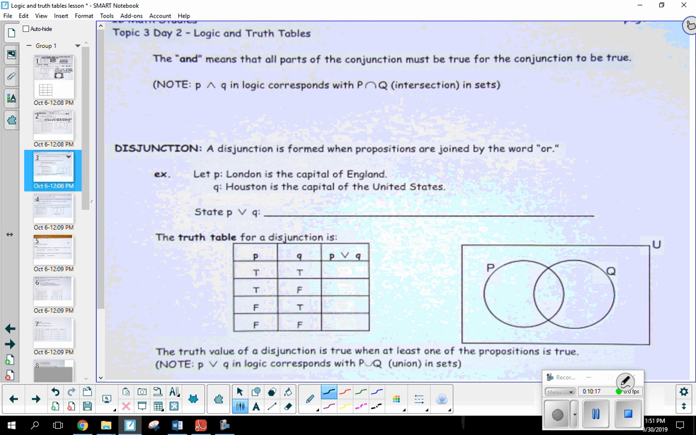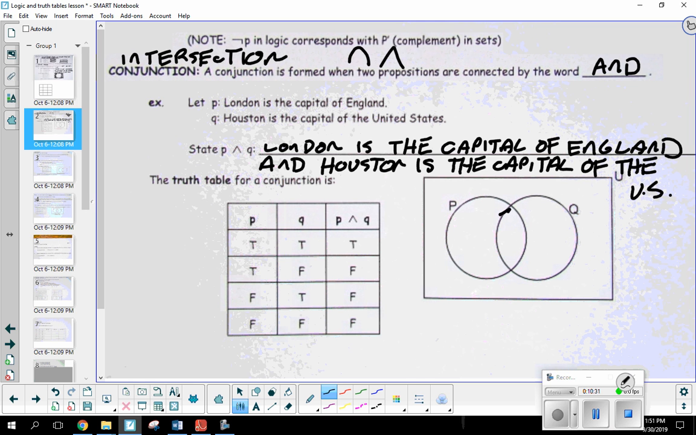All right. Okay. So the and means that all parts of the conjunction must be true for the conjunction to be true, what we just did about that. Okay, this is equivalent to an intersection in sets. Now, if I go back over here, I'll go ahead and shade it in. It's not really necessary, but just to kind of link the idea. Okay. A conjunction is equivalent to an intersection when dealing with our sets.